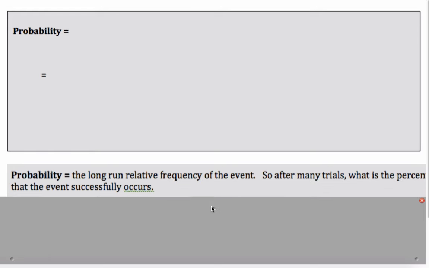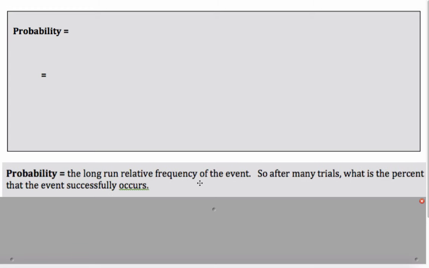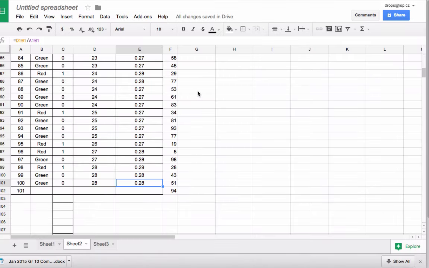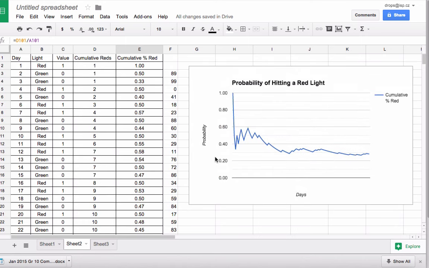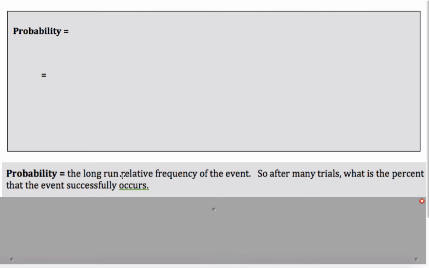And so probability, as we just saw, is the long-run relative frequency of the event. So after many trials, what is the percentage that the event successfully occurs? If we look at this graph again, in the long run, where is this graph going to plateau? What percentage? And that is the probability. That's the definition of probability, the relative frequency.